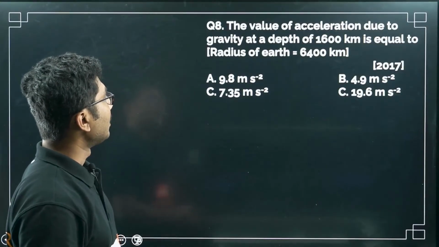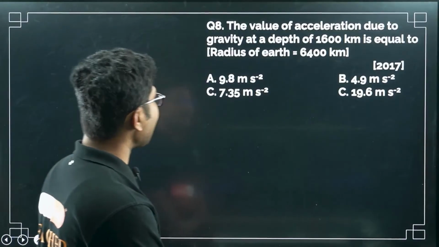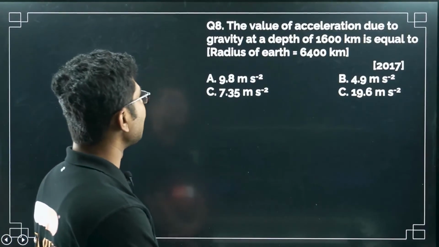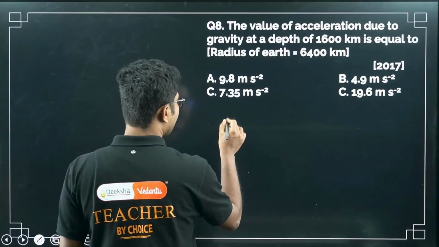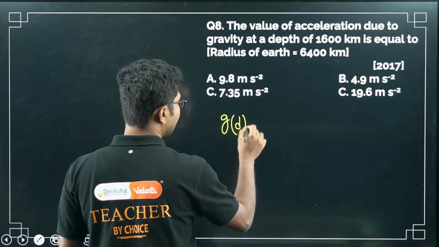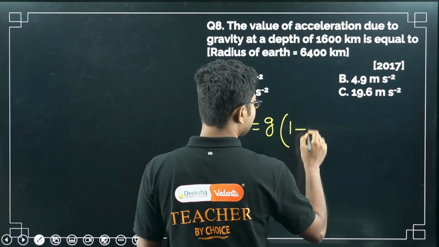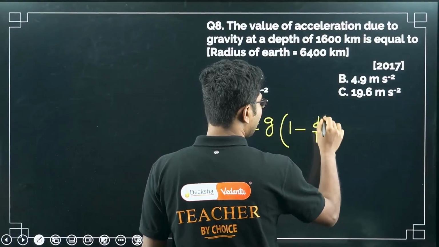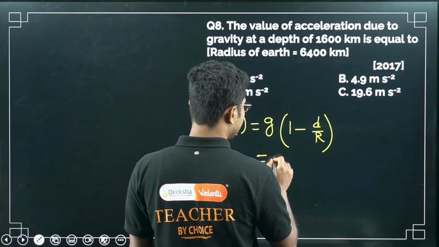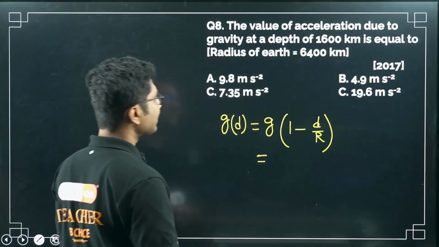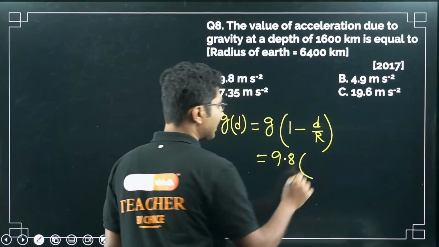Now question number 8 from 2017. The value of acceleration due to gravity at a depth of 1600 km is equal to what? Direct question, a very direct question. So g at a depth d is given by g on the surface times 1 minus d by R. If you remember, this is the formula. Directly we have calculated that. They have not mentioned the value of g, but I am assuming 9.8 because in the option they have given 9.8, so I am writing 9.8.